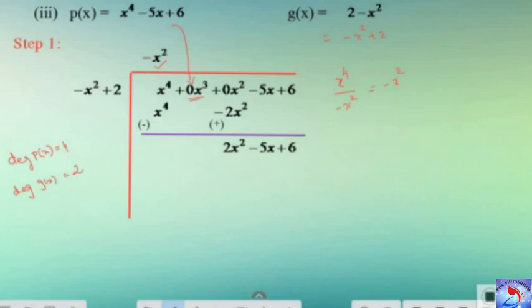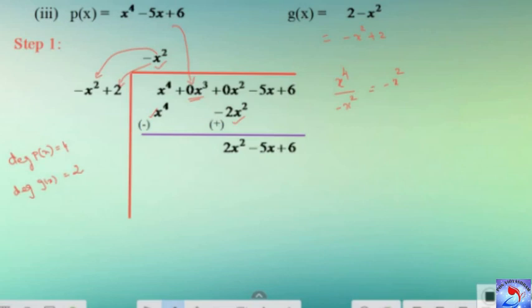Now the next step is to multiply the available quotient with your divisor. Minus x square into minus x square gives you x power 4. Here it is. And then minus x square into plus 2 gives you minus 2x square. Here it is. Now the next thing is to do the subtraction, that is, changing the signs of the terms. Plus x power 4 becomes minus x power 4, minus 2x square becomes plus 2x square. Let's go for subtracting this.